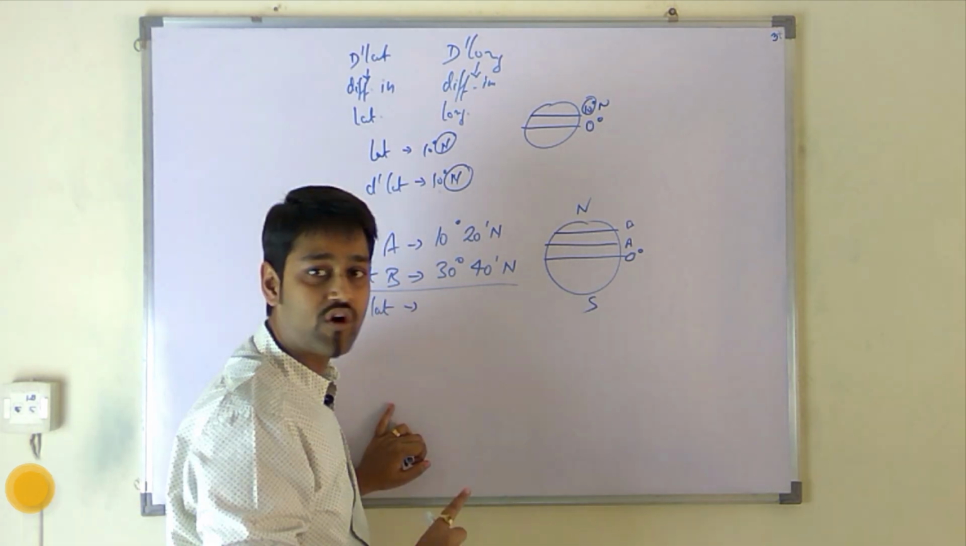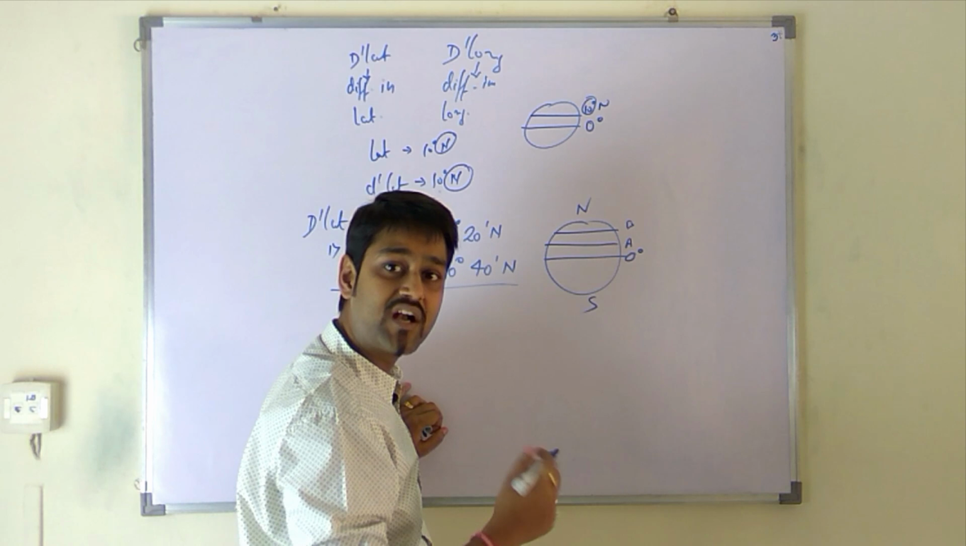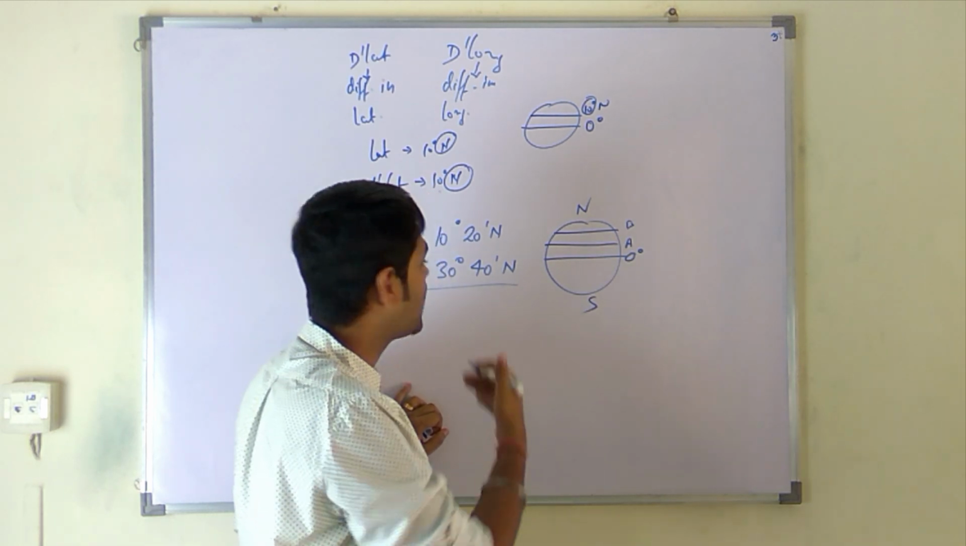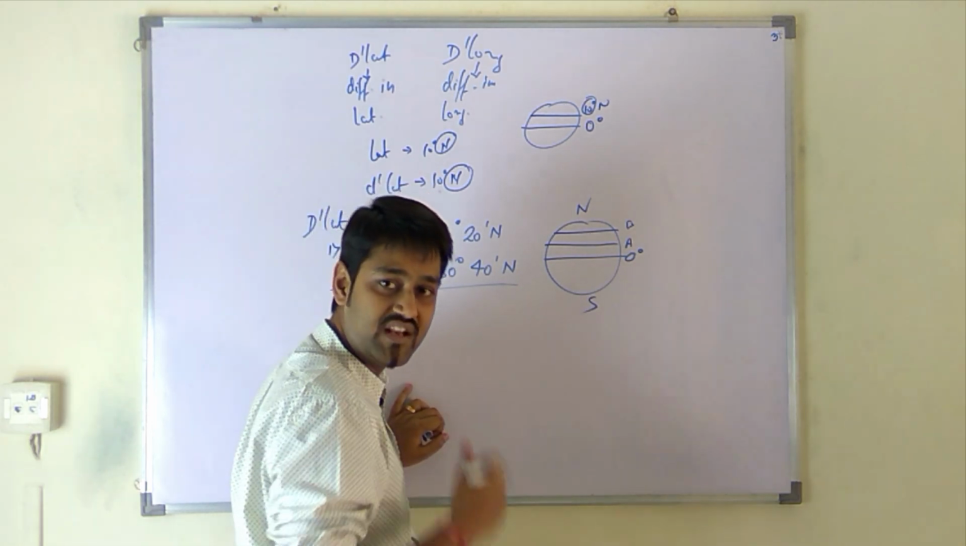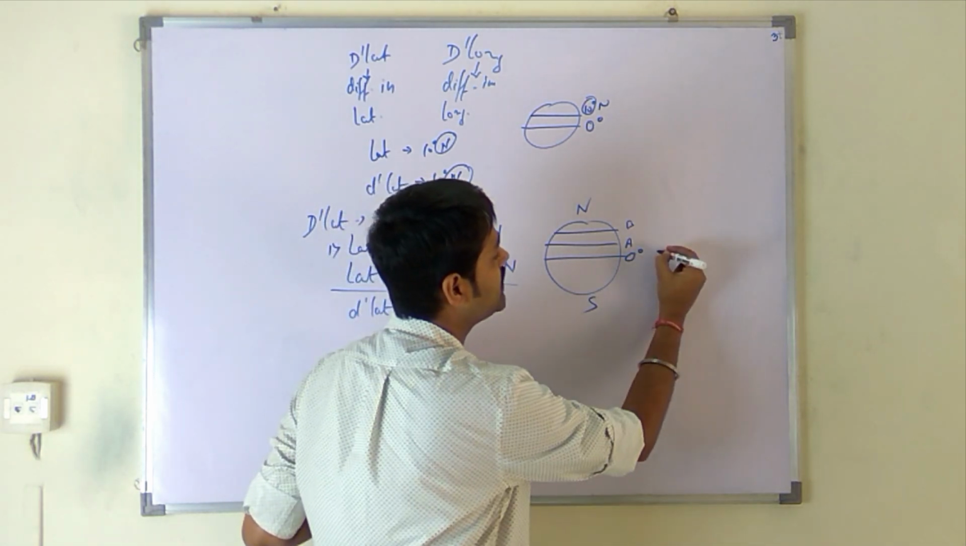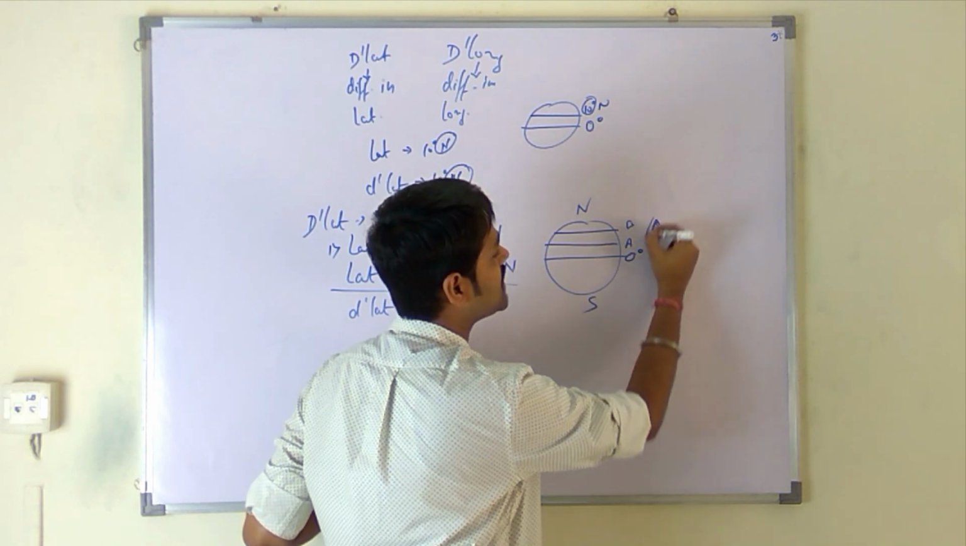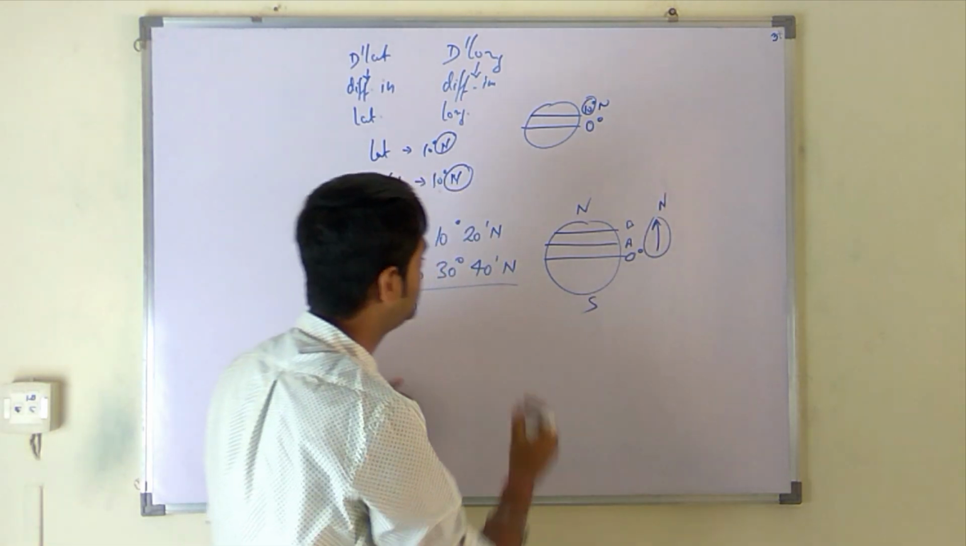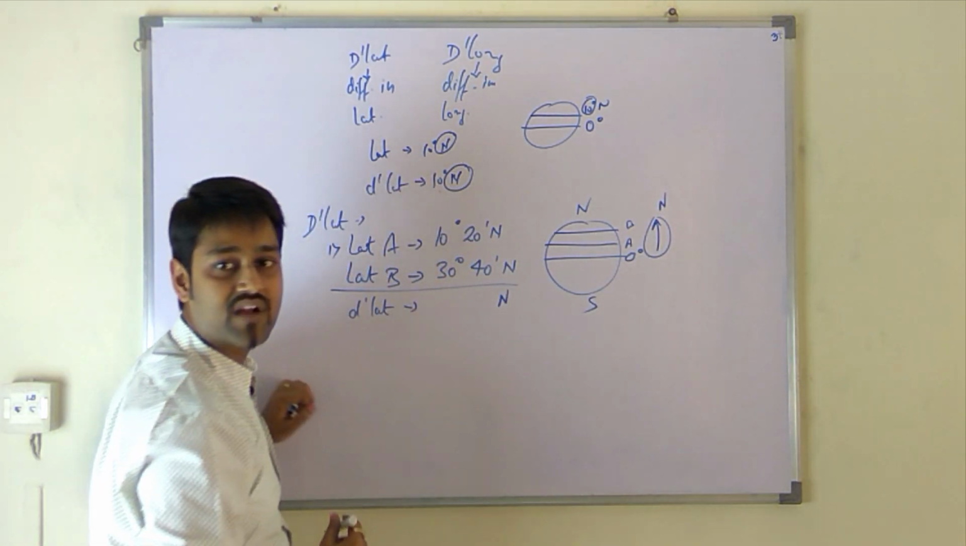So for the direction, you can make arrows with respect to initial to final. Always while calculating DLAT and DLONG, you have to move from initial position to final position. So in this case, if you make an arrow for this movement, the arrow will be like this. Now this arrow always indicates north, so my direction for DLAT comes out to be north.